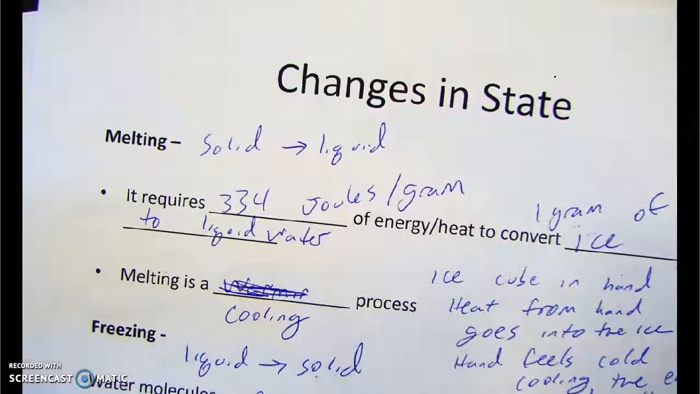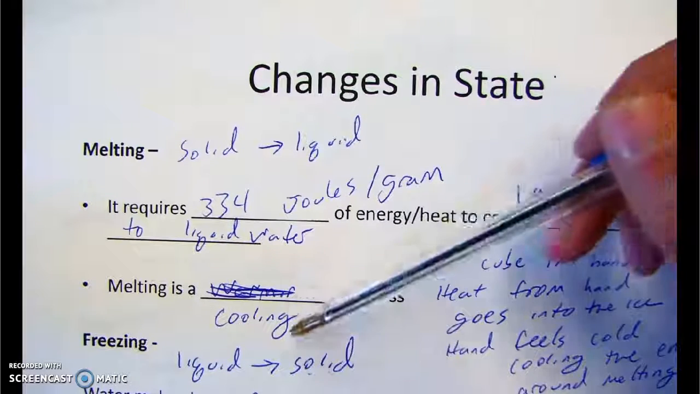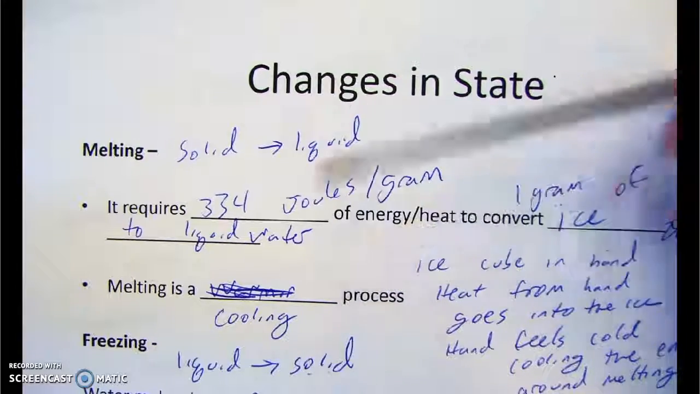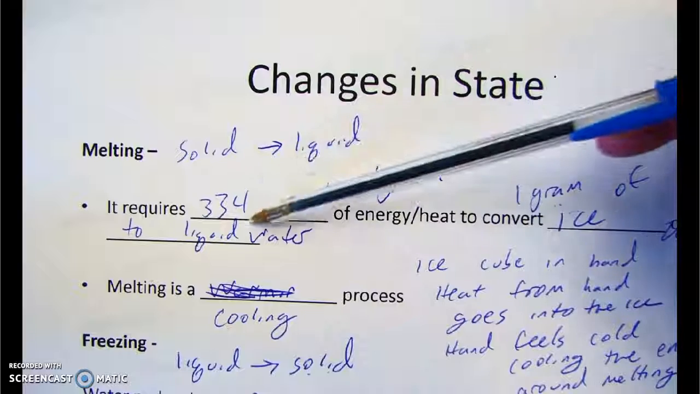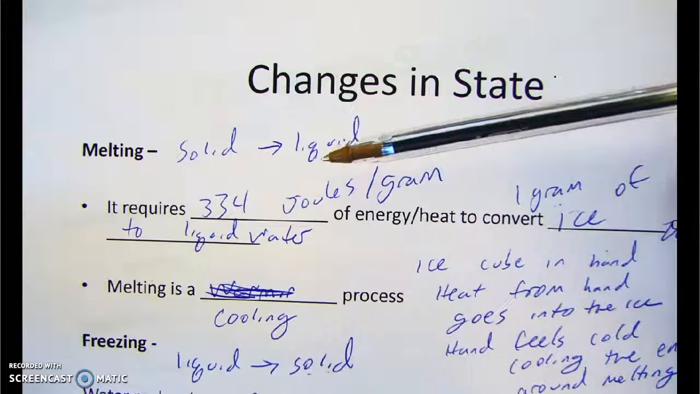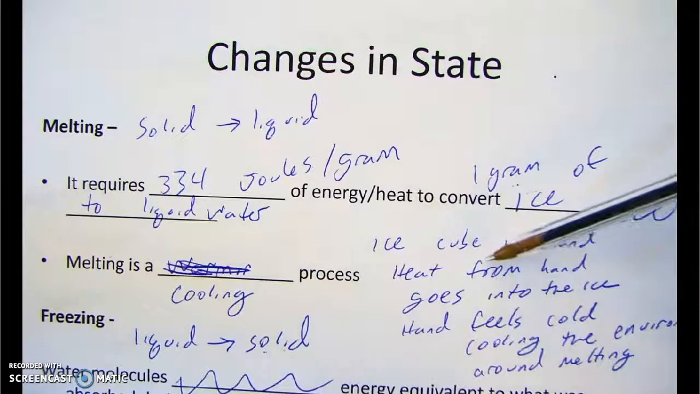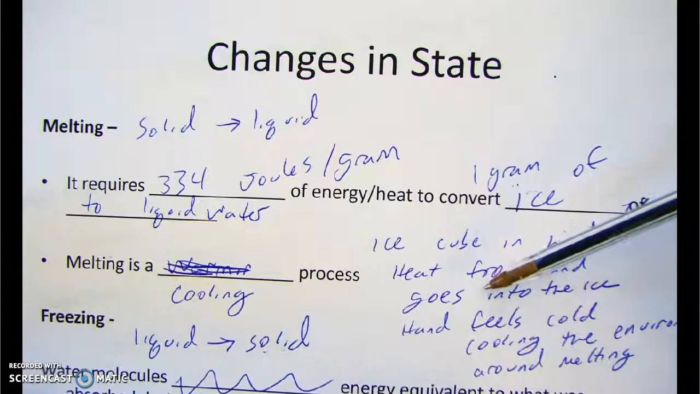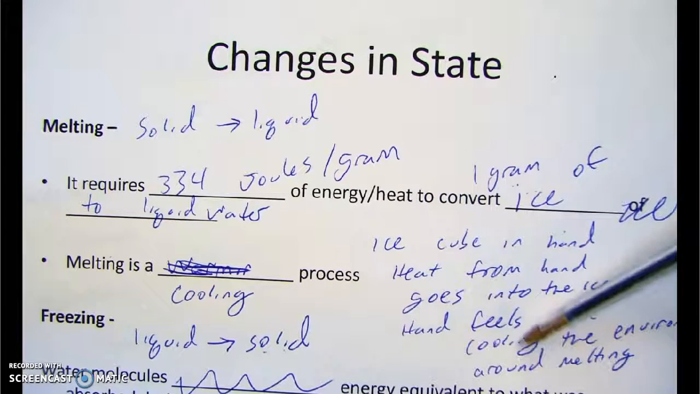We talked about melting, going from solid to liquid. Okay, this is a cooling process. We're adding heat to the solid. Think of an ice cube. You have to add heat to cause the ice cube to melt and convert it into liquid water. And if you have an ice cube in your hand, well, it's a cooling process because the heat from your hand is going into the ice cube, cooling your hand down.